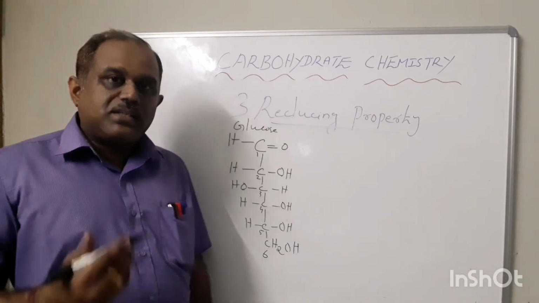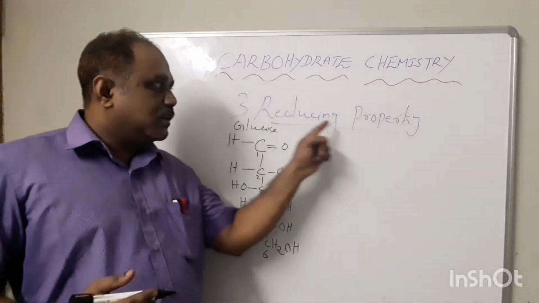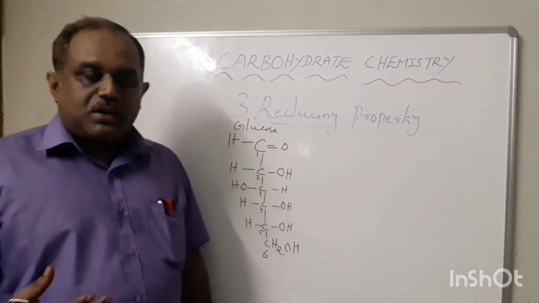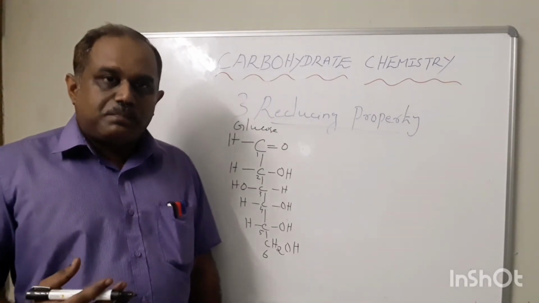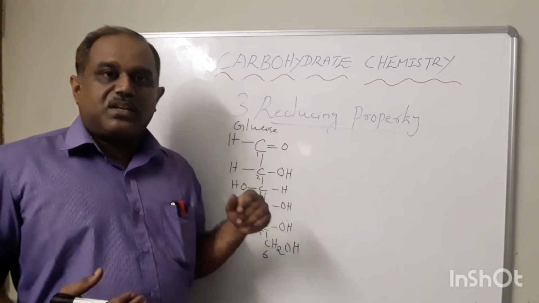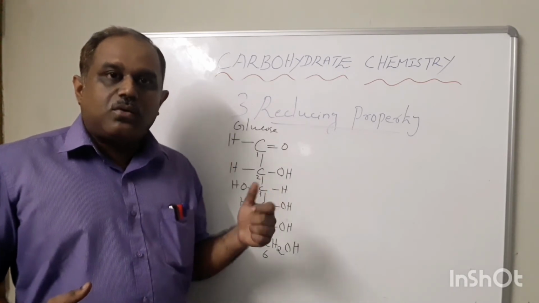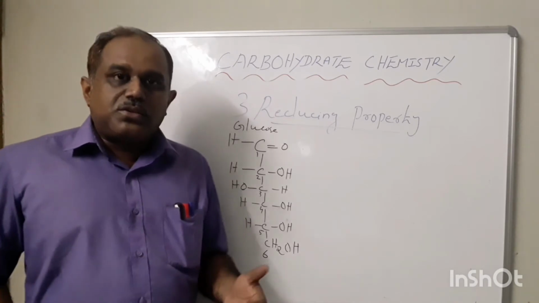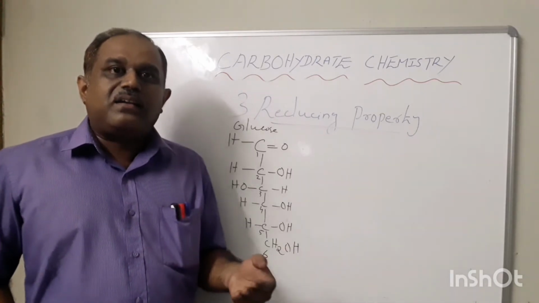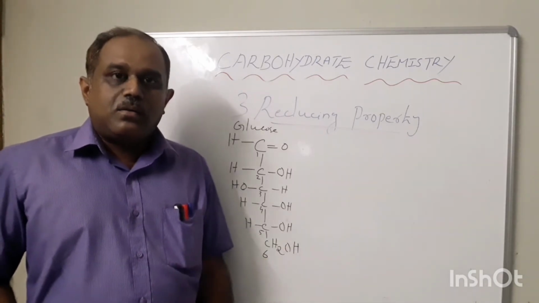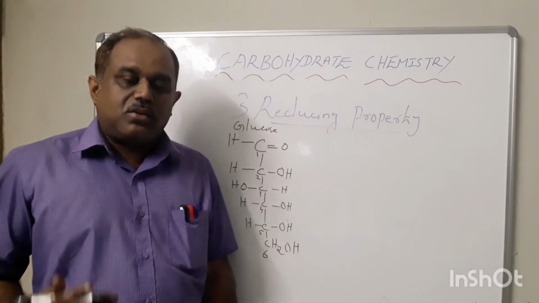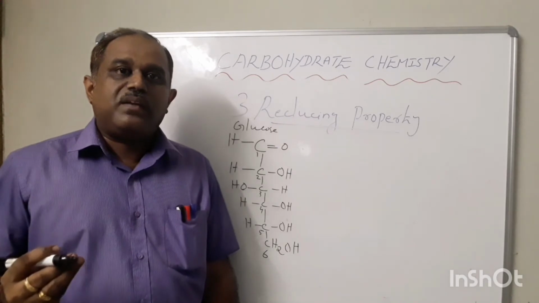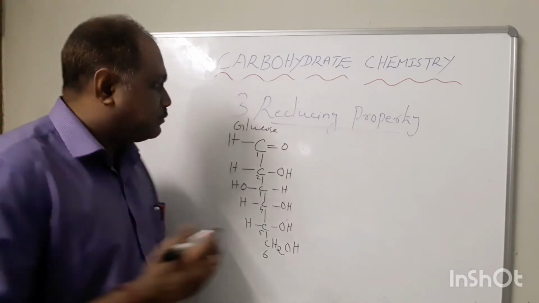Coming to the next chemical property, that is reducing property. Now the reducing property of a sugar is attributed to the presence of a free functional group, that is a free aldehyde or keto group present in the anomeric carbon. So reducing sugars in mild alkaline condition undergo tautomerization. Tautomerization means shifting of hydrogen to form enediol.